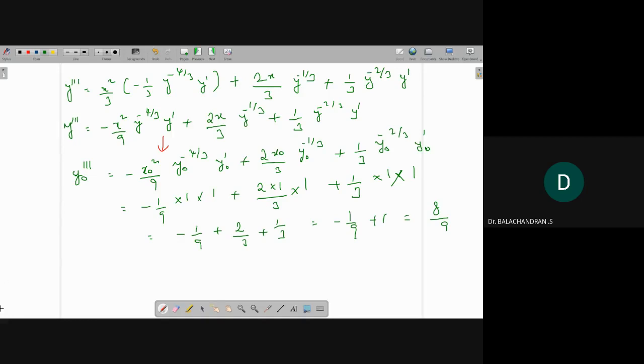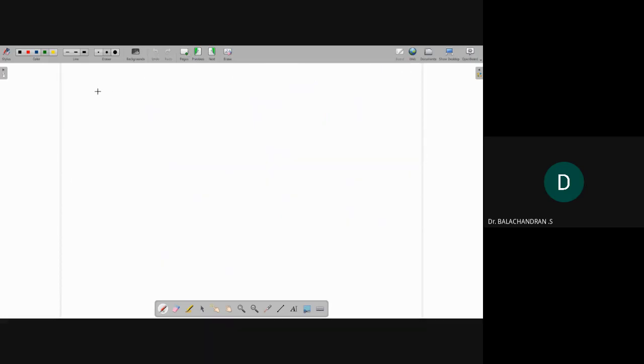Next I'm going to write the Taylor series expansion. Y1 equal to y naught plus h into y naught dash plus h square by 2 factorial into y naught double dash plus h cube by 3 factorial y naught triple dash plus, so substitute the formula and using calculator do it and tell the final answer. So I am expecting the answer from your side.